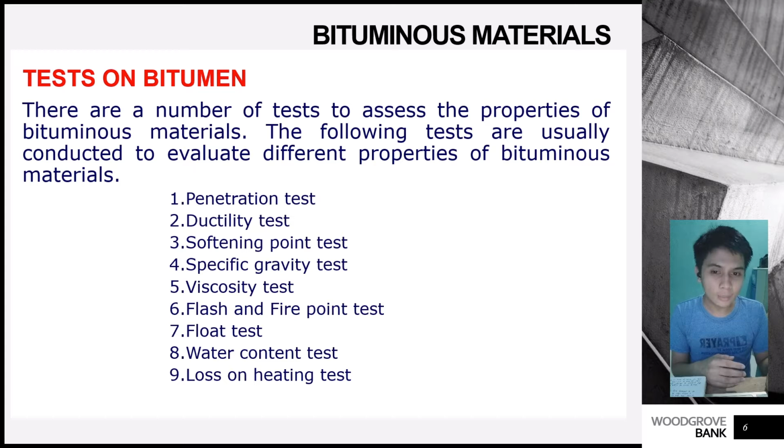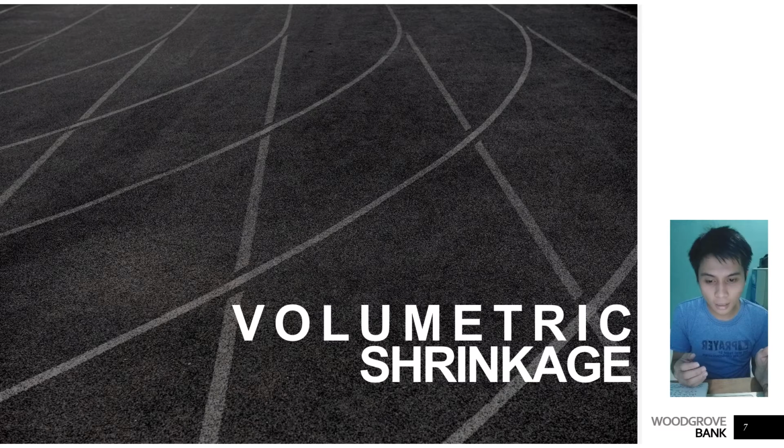For tests on bitumen, there are many tests which can help assess the properties of bituminous materials, whether they are suitable for construction or not. The following tests are usually conducted to evaluate different properties of bituminous materials: penetration test, ductility test, softening point test, specific gravity test, viscosity test, flash and fire point test, float test, water content test, and loss on heating. But in this reporting, we will cover the penetration test and also what we call volumetric shrinkage.